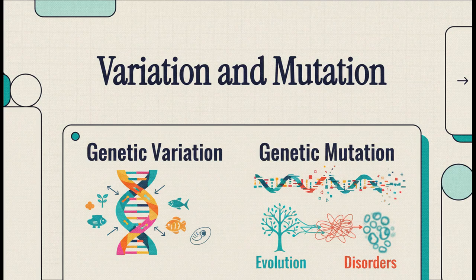Welcome to The Explainer. Today, we're digging into the biological code that makes every single living thing, well, unique. From a blade of grass all the way to you and me. We're going to look at genetic variation and mutation. These are the two big forces that create the incredible diversity of life we see all around us.